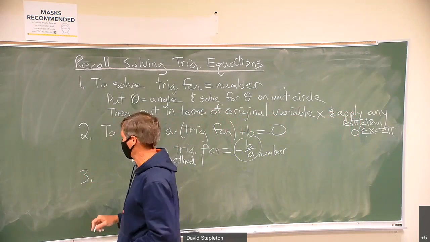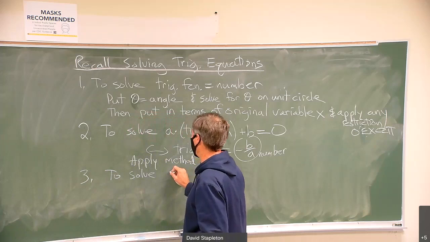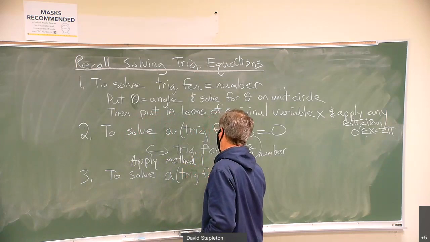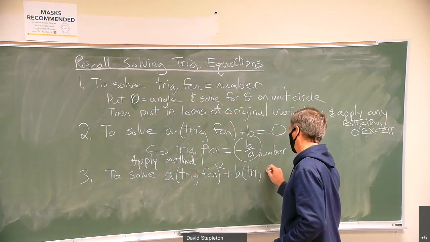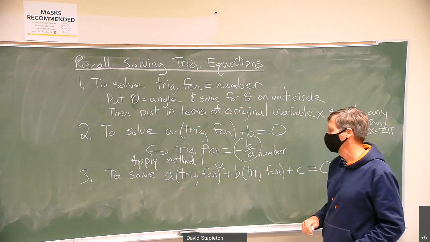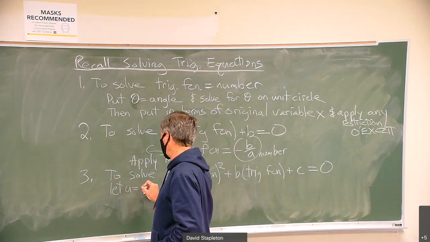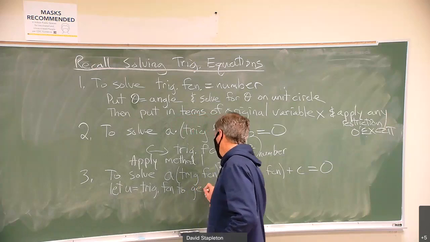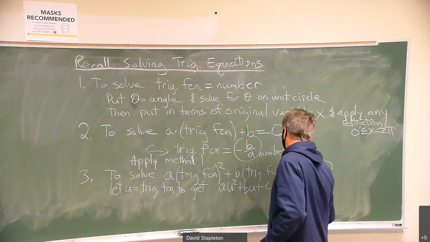Finally, and this one got to be pretty hard for a while, right? To solve a quadratic equation in a trig function: A times trig function squared plus b times the trig function plus c equals 0. How do we solve that one? Just let your favorite letter, such as u, equal the trig function to get a quadratic equation. AU squared plus BU plus C equals 0, right?